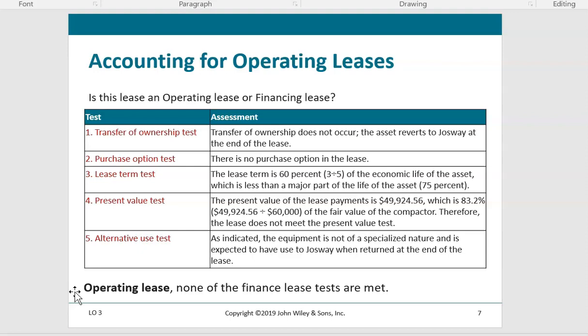How about the present value of the lease at lease commencement date? How does that compare to the fair value of that asset? The present value is 83% of the fair value of the equipment, so it does not meet the 90% present value test. And lastly, the alternative use test. The equipment is not of a specialized nature, so there is alternative use. So therefore, the answer to every question is no. So this must be an operating lease.